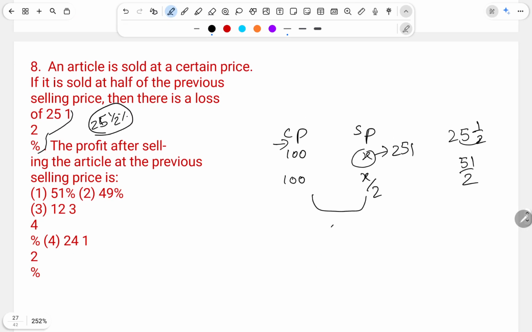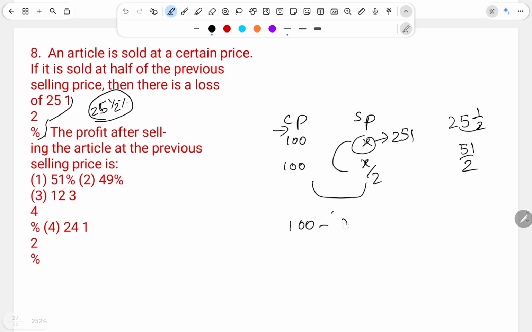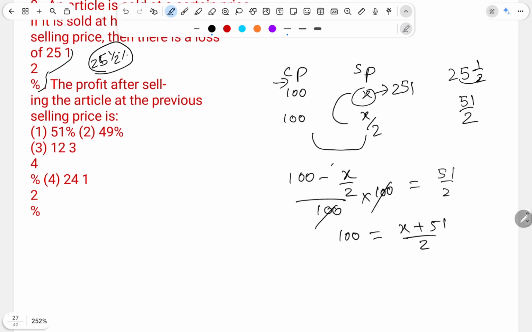First of all, he bought it for, an article is sold at a certain price. If it is sold at half of that, x by 2, then there is a loss of 51 by 2. Loss in the sense (100 minus x by 2) by 100 into 100 is equal to 51 by 2. Then 100 gets cancelled. 100 is equal to x plus 51 by 2. 200 is equal to x plus 51.